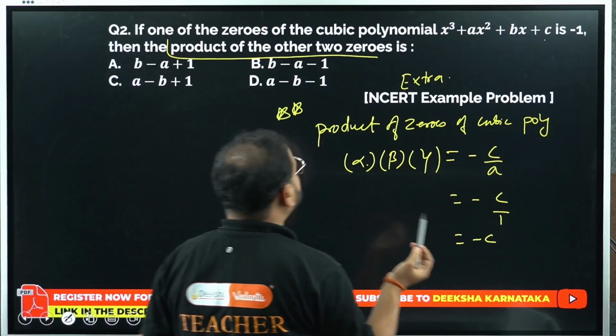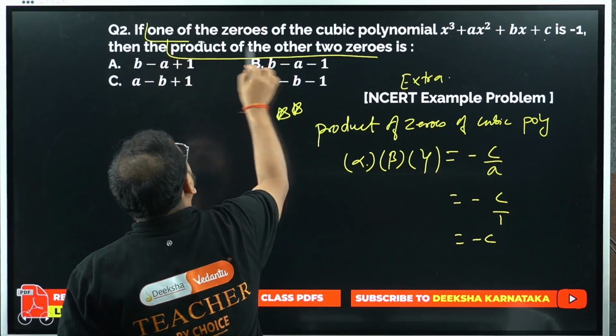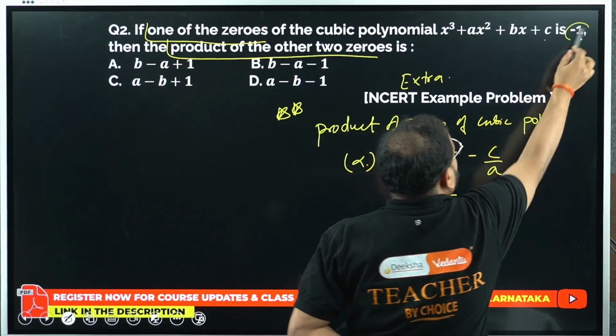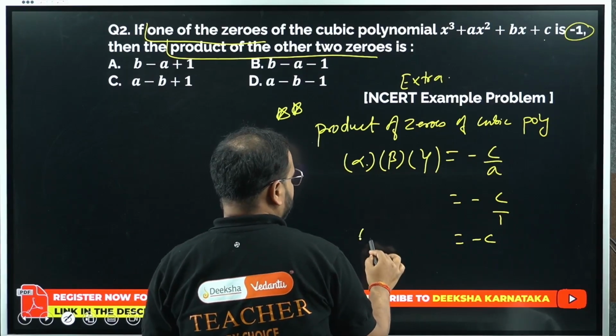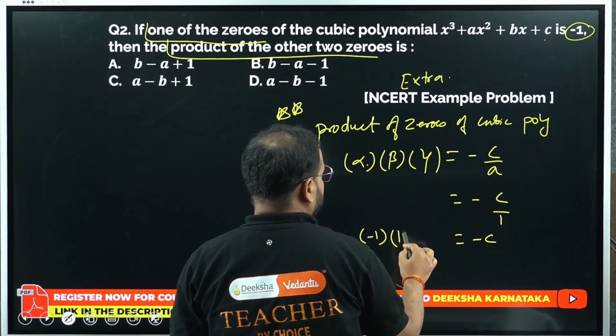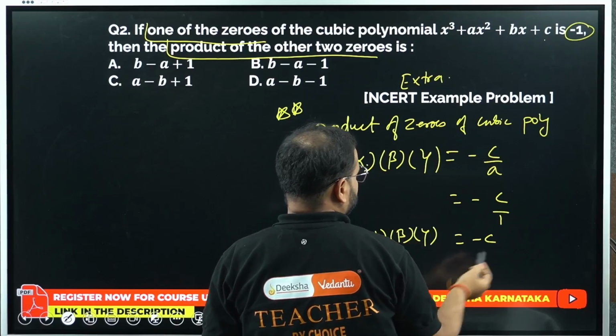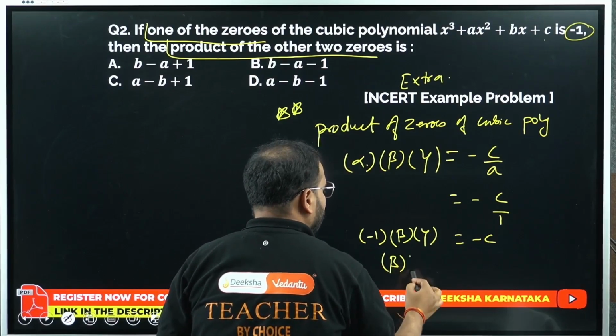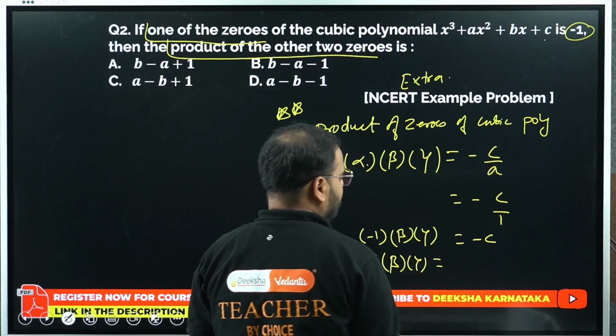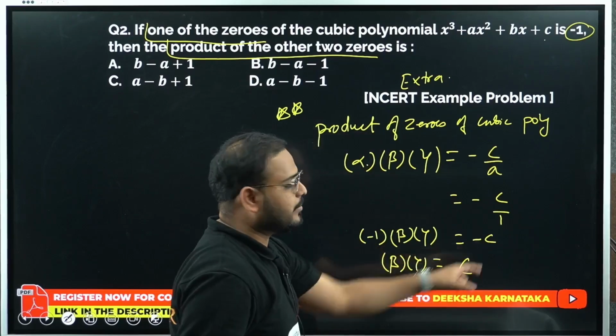But they have given one of the zeros. One of the zeros is minus 1. So I can write this as minus 1 times beta times gamma equals minus c. I can take the minus 1 to this side. What I get? Beta times gamma equals plus c, because minus here and minus here will make positive.